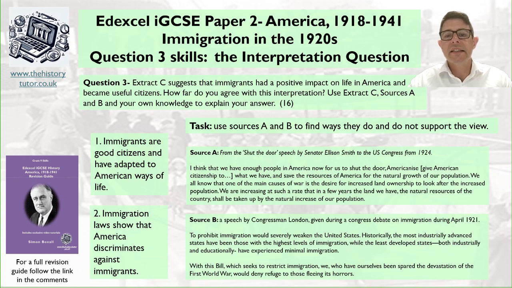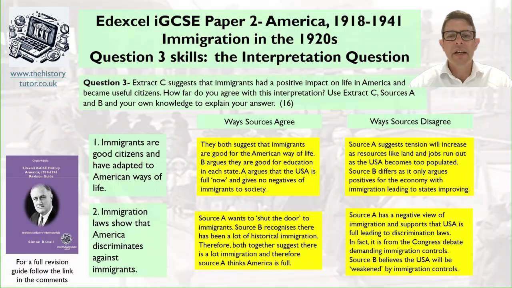You can fill in the table in the revision guide, or if you don't have the revision guide, make a little table of ways A and B agree and disagree with those ideas. Okay, so here's my ideas. I've got sources agreeing, firstly, with statement 1. Immigration leads to these good citizens who come in adapted to American ways of life. So they both agree and suggest that immigrants are good to American way of life.